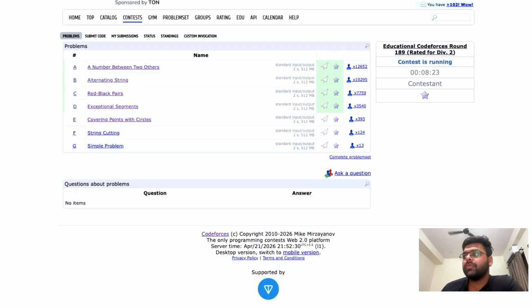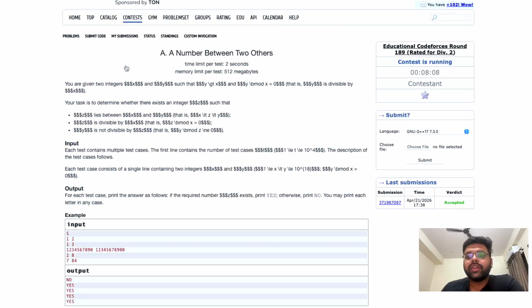So today we will be discussing the recent Codeforces contest that happened today. I will be discussing the solutions for the problems. I managed to solve 4 of them, so we'll be discussing A, B, C, D. Okay, let's jump to the first problem.